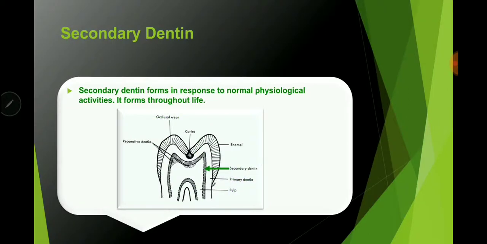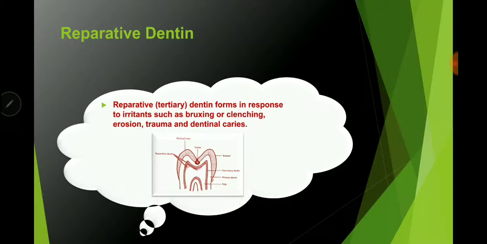Secondary dentin is the dentin that forms in response to normal physiological activities. It forms throughout life. And you can see here where the reparative dentin is forming. That's the reparative dentin, the tertiary dentin, forming due to caries. You see that? And then you have secondary dentin here, which forms throughout life. Reparative or tertiary dentin forms in response to irritants such as bruxism, clenching, erosion, trauma, or dentinal caries.